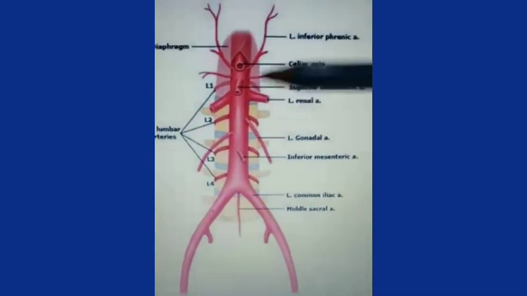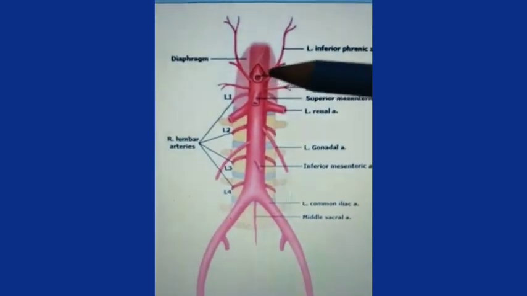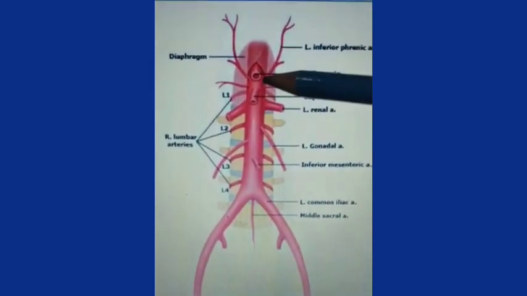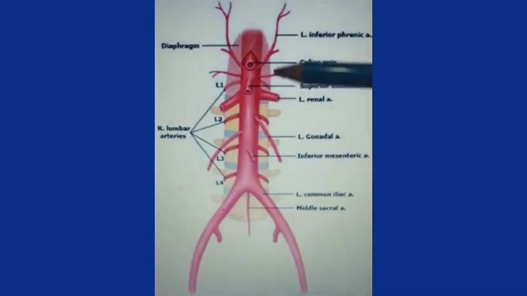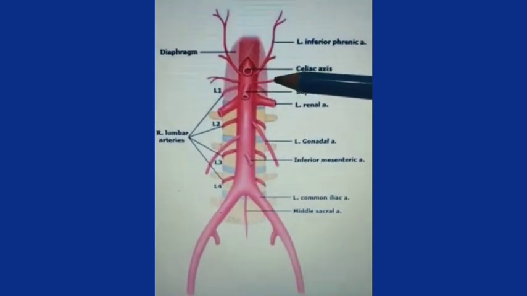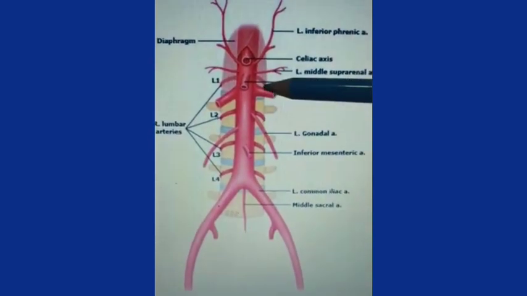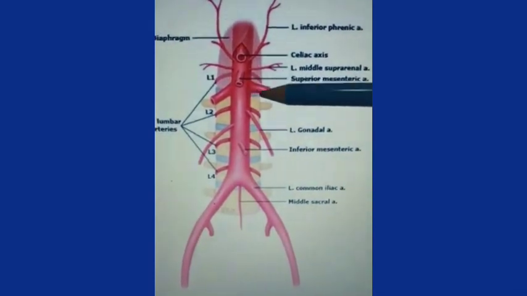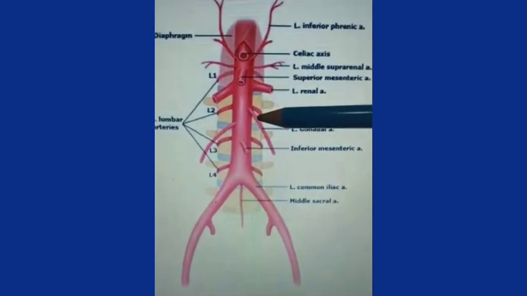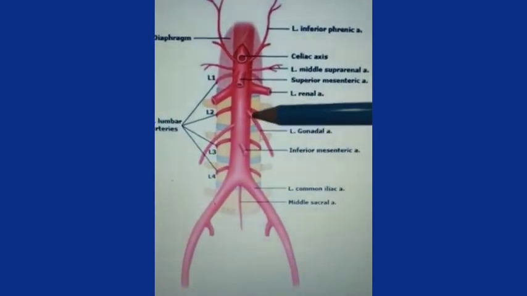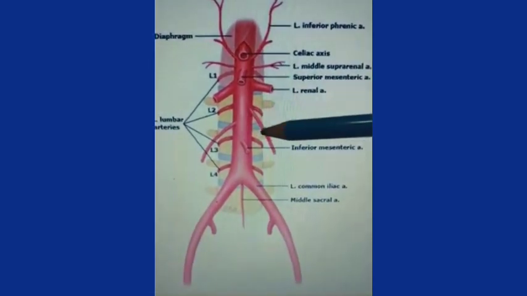Now next are the lateral branches, which arise from the side of the aorta, on both the sides. First of all, this is the inferior phrenic artery. This is the inferior phrenic artery. Then is the middle suprarenal artery. Then is the renal artery which will supply the kidneys. Next are the testicular or ovarian arteries. These are also called the gonadal arteries.